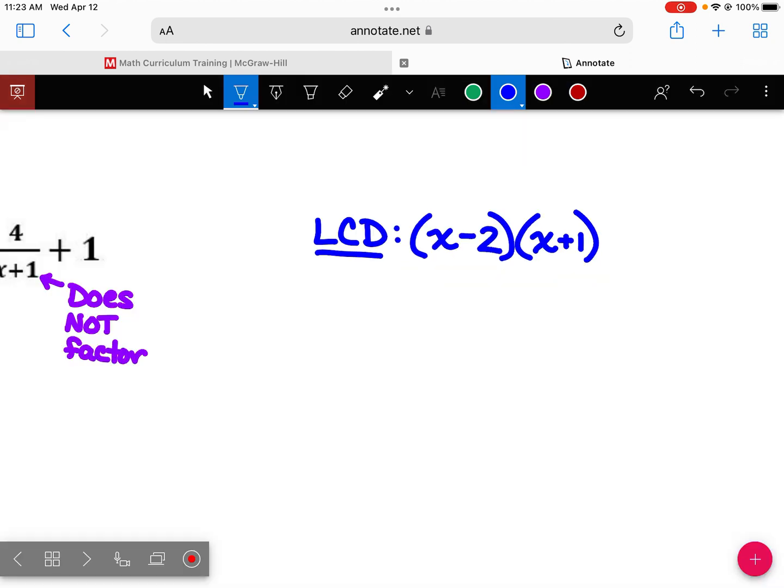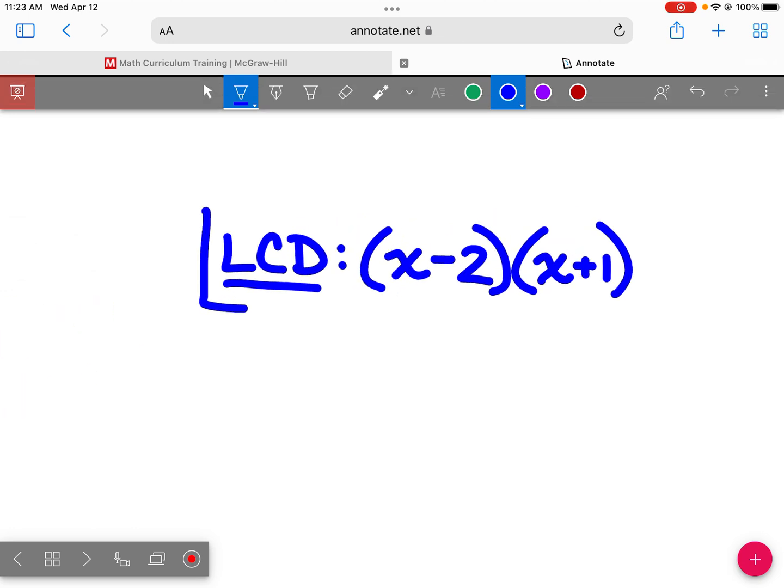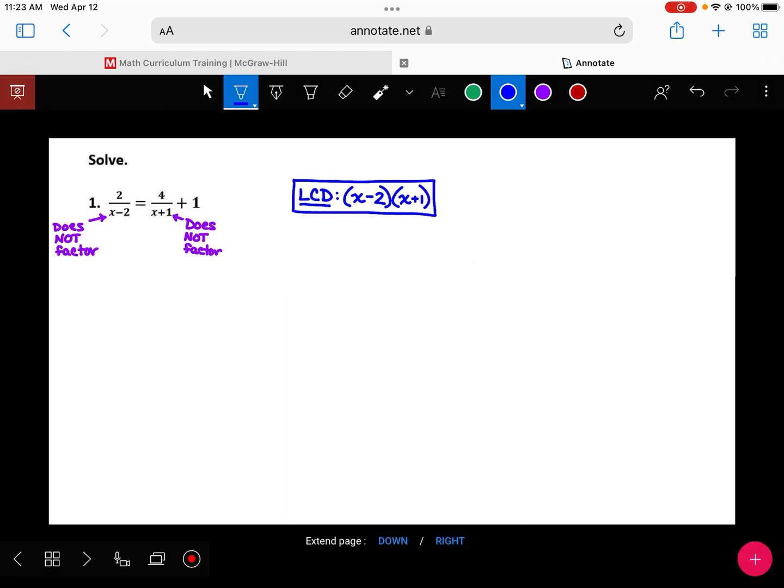Then I come over to my third term. What is its denominator? It doesn't have a denominator. So I don't need to worry about it for my least common denominator. This is my LCD. All right. That's our first step. Factor all the denominators. If you need to, write down every factor of every denominator. That's your LCD.